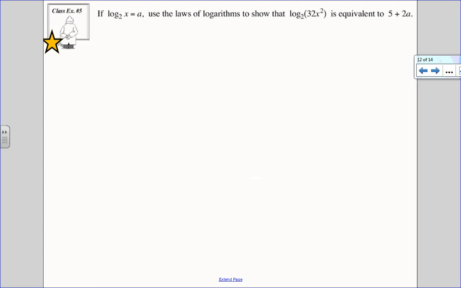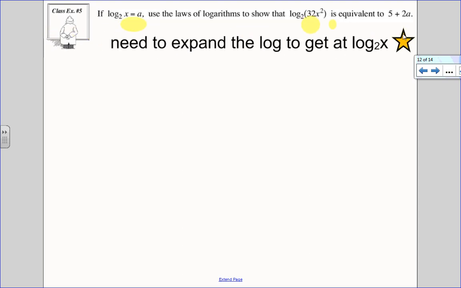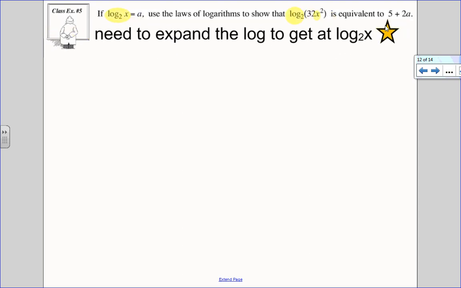Okay, let's try another one here. Log base 2 of x equals a. So based on that fact, I want to use laws of logs to show that log base 2 of 32x squared is the same as 5 plus 2a. Okay, so what I want to do is find a way that I can use log base 2 of x. So you can see in my argument there, I do have an x. I just have to break apart my argument to get at it.